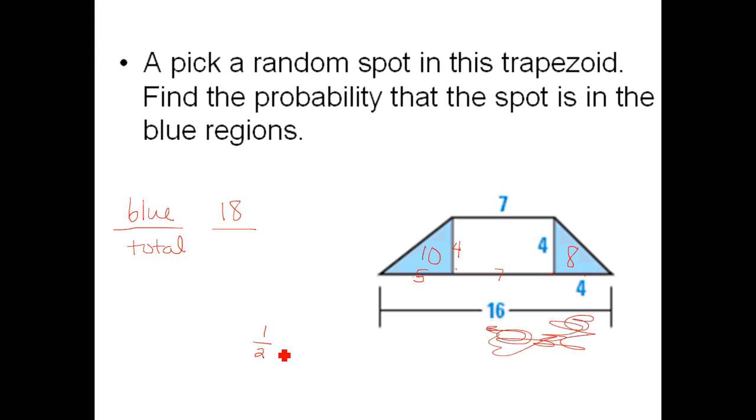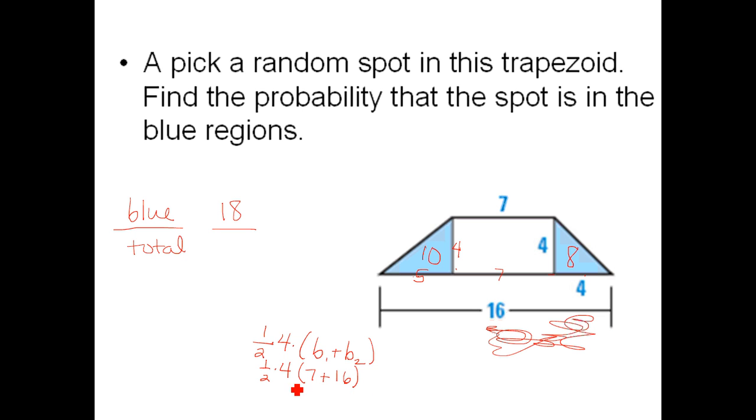The total area, blue and white combined, is 1/2 the height times base 1 plus base 2. The height of the trapezoid was 4. And then base 1 is 7 plus base 2 is 16.